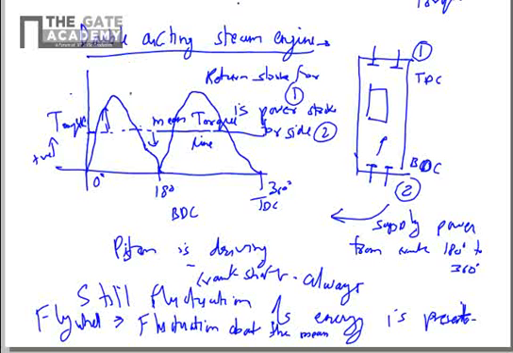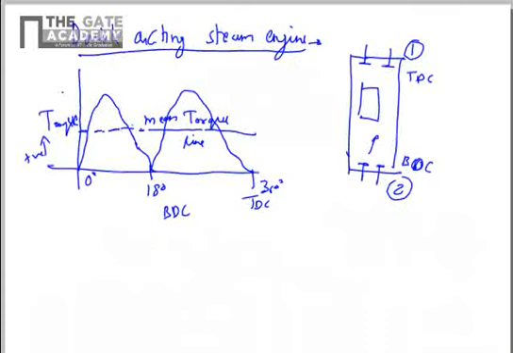If there is a fluctuation of torque on the crankshaft about the mean, if excess torque is there or deficit torque is there, there will be fluctuation of the angular speed of the crankshaft. We will try to calculate this in the flywheel design.